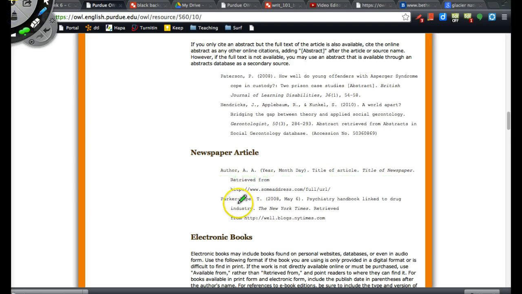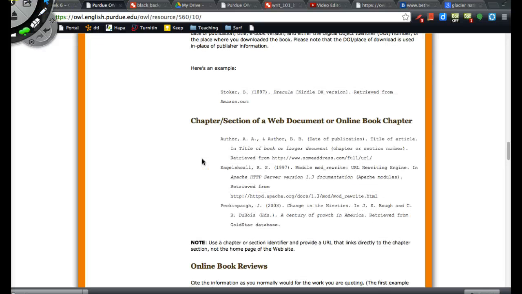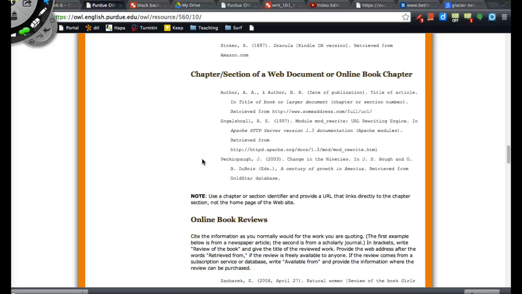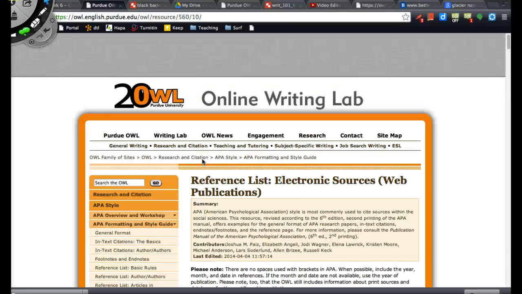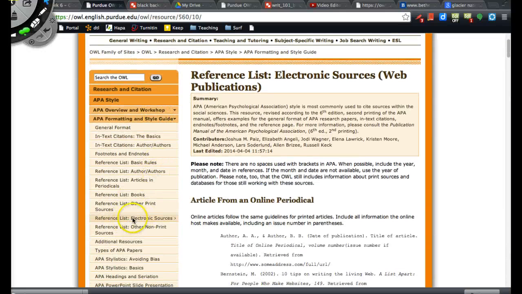All right, for those of you who are using electronic books, here are Kindle books, chapter or section of a web document or an online book chapter, online book reviews, it goes on and on. You can look through that then. So that's just for electronic sources.